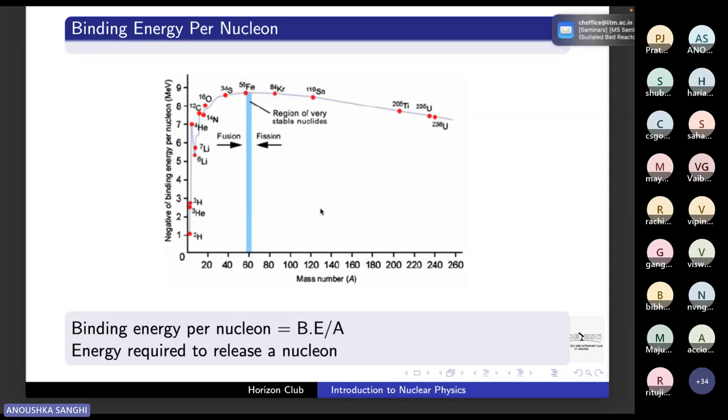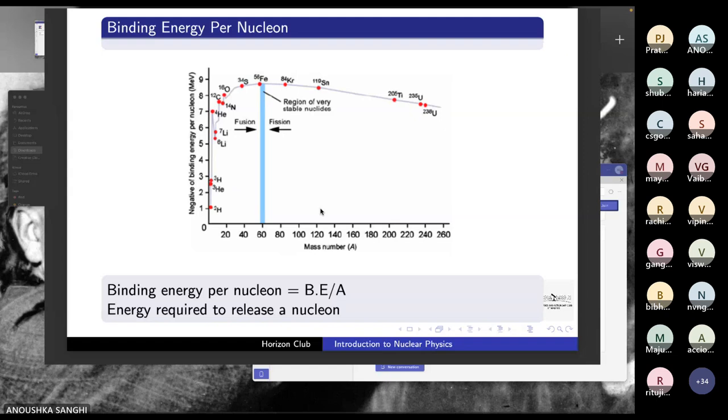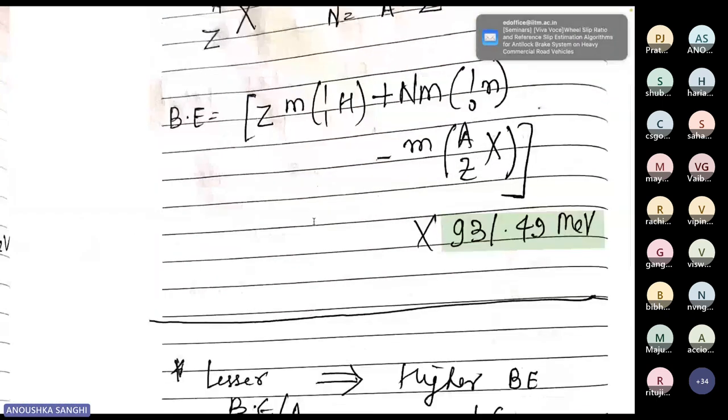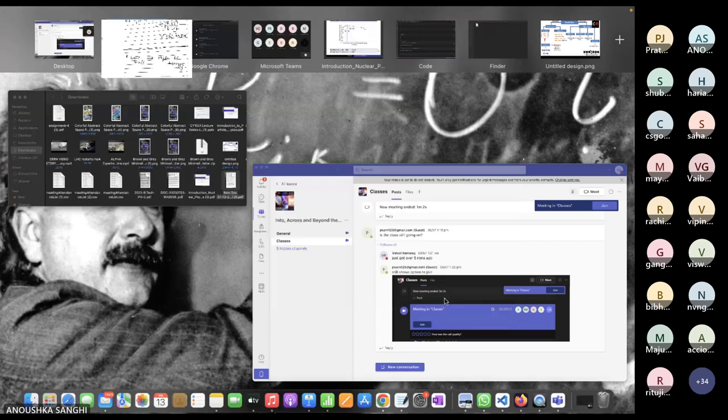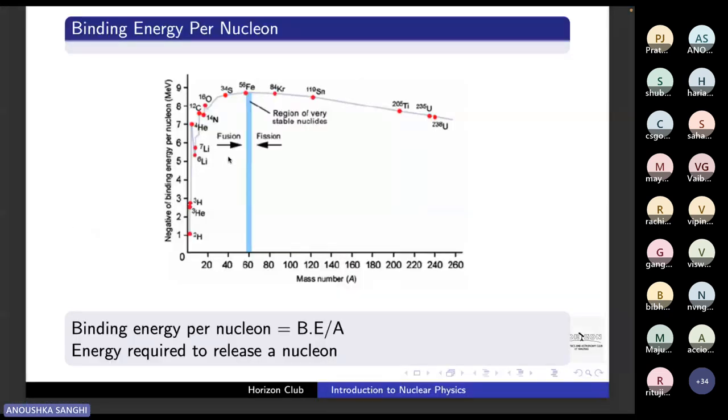And one more thing that you should keep in your mind, this is very important: if a lesser binding energy per nucleon value is changed to a higher binding energy per nucleon, it will release energy. So if I take 2 nuclei and they are fused to form a moderate or heavier nucleus, then it will release a huge amount of energy. This is known as fusion reaction.